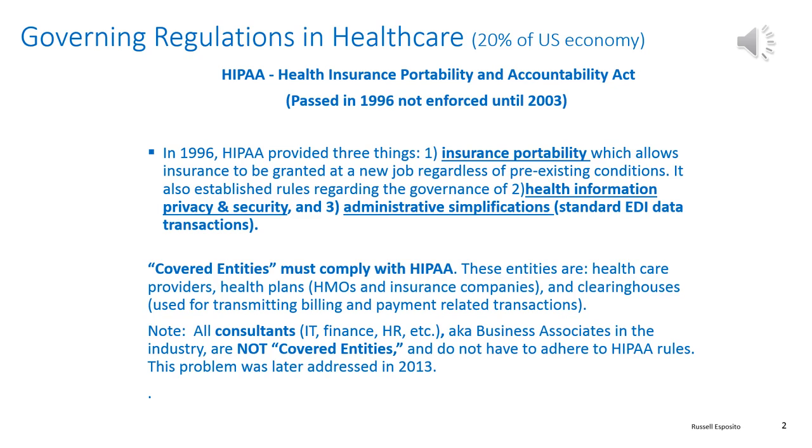And the entities that have to adhere to HIPAA are what's called covered entities. And these are healthcare providers, doctors, hospitals, health plans, which are HMOs, health insurance companies, and clearinghouses. Clearinghouses are these technology go-betweens. It's a link between the providers and insurance companies.